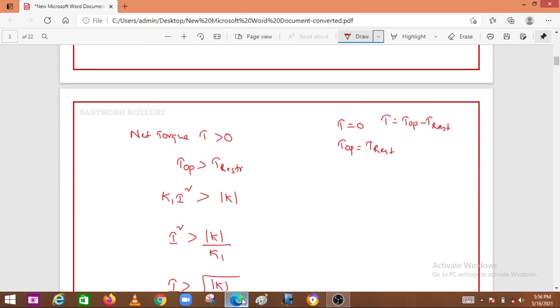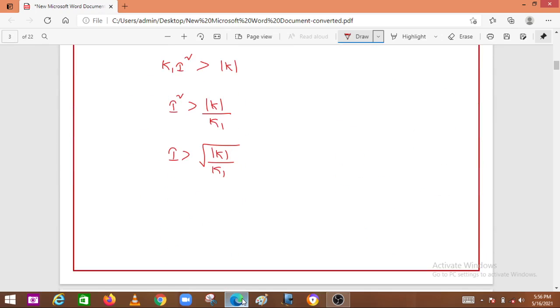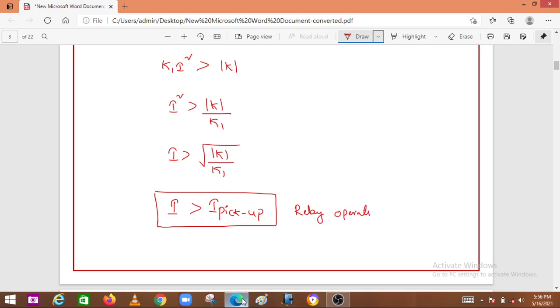So what will be the conclusion of this? As and when the value of operating torque is more than the restraining torque, the relay will be operated, or the current flowing through the relay will be greater than the pickup current. In that case, the relay will be operated. So that is the conclusion from this case. The relay operates as and when the current value is greater than the pickup current value.